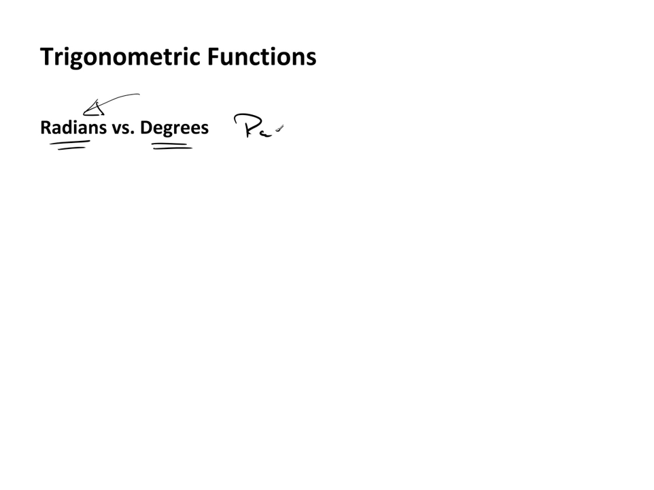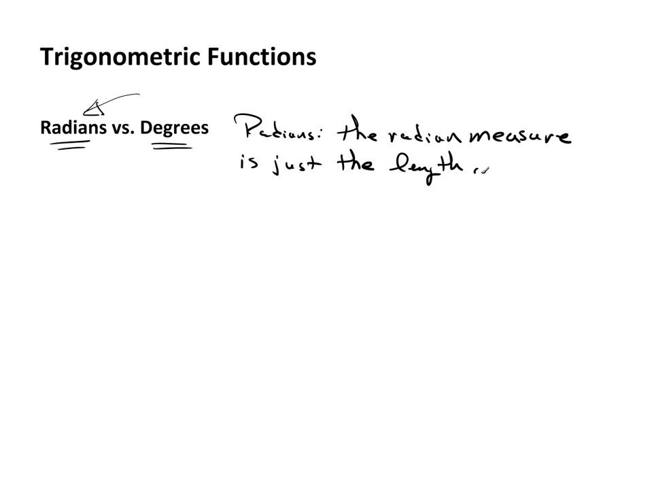Now, radians, the radian measure is really nothing more than the length of the arc associated with theta, given or assuming that the radius equals 1.